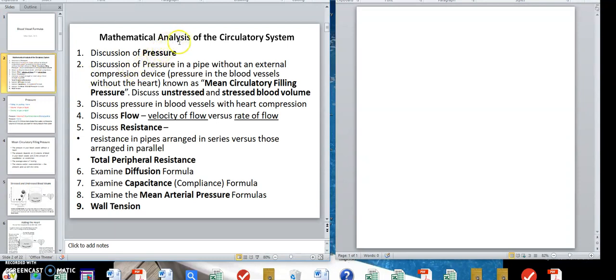All right, the mathematical analysis of the circulatory system. I've taken 9 things I think of interest. Now, this is not really in your textbook, so some of it might be, but very little of this is. But this will be kind of explained. Okay, we want to talk about pressure. We want to talk about something called mean circulatory filling pressure, which is not in your textbook. We want to talk about flow, resistance, peripheral resistance, things of this nature there.